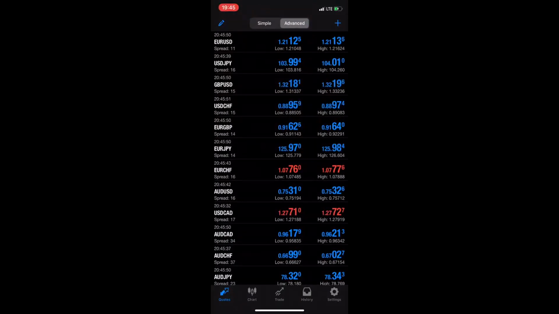The next thing is, how do I place a trade? Let's take Euro USD for an example. Click on Euro USD. Once you click on Euro USD, you have four different things.